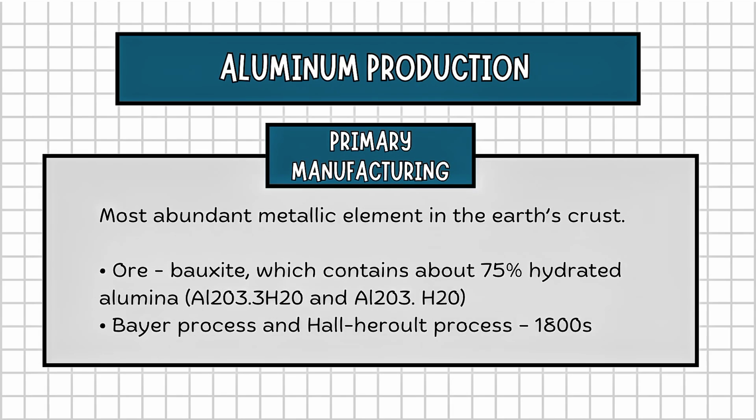So now let's proceed to aluminum production, which is the primary manufacturing, the most abundant metallic element in the Earth's crust.